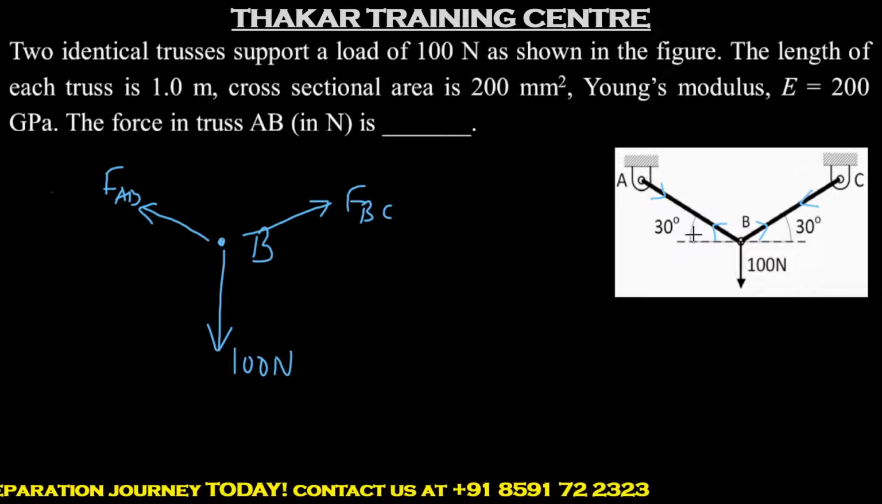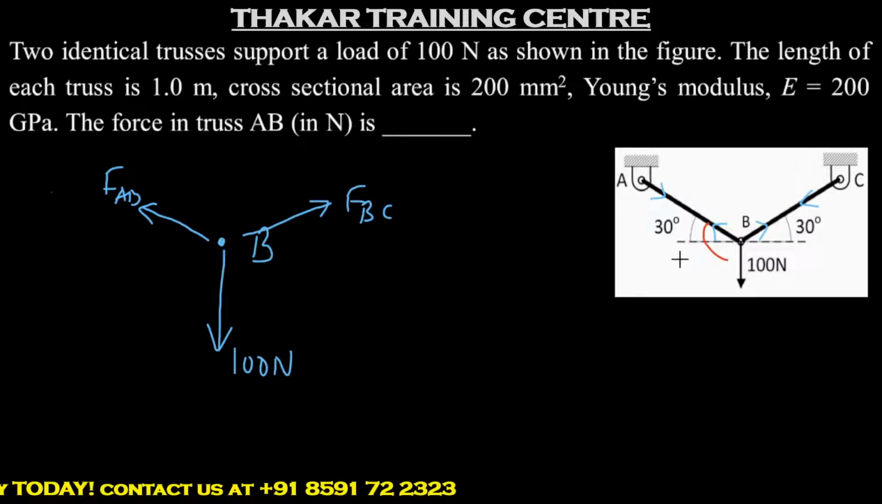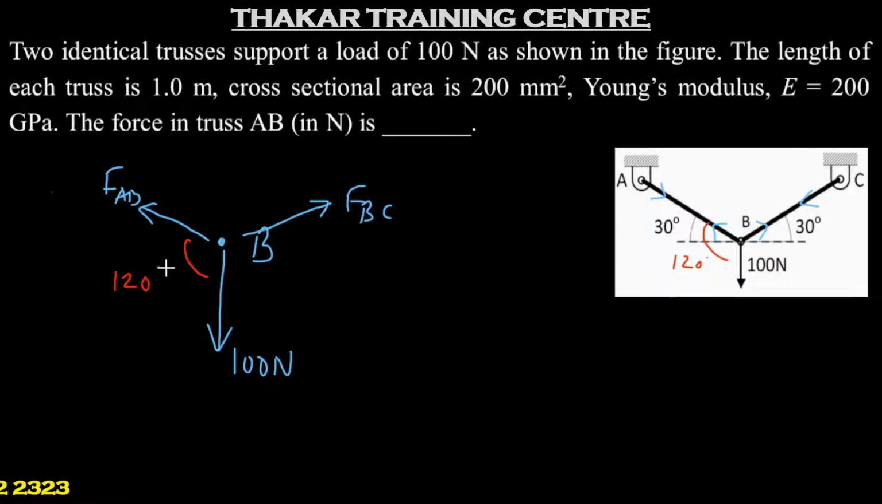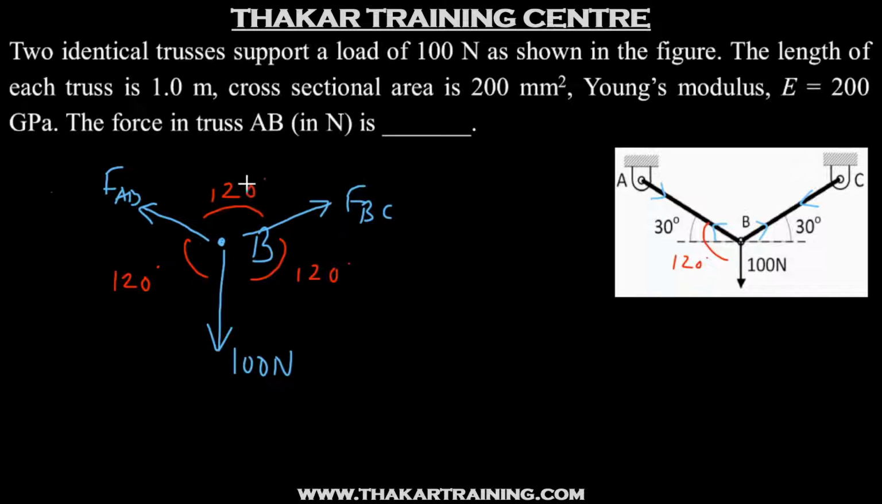Now looking at angles, this is 30, this is 90. So this total is 120. So this angle is 120 degrees. Similarly, this is 30 and this is 90. So this angle will also be 120 degrees. And out of this 360, 120 and 120, 240 are gone. So this also will be 120 degrees.